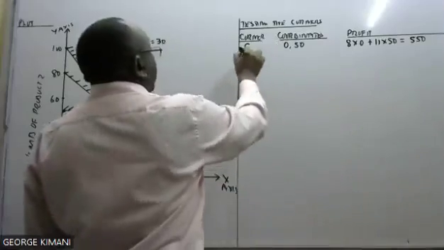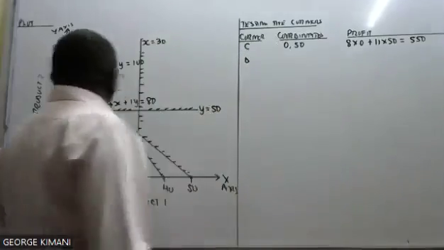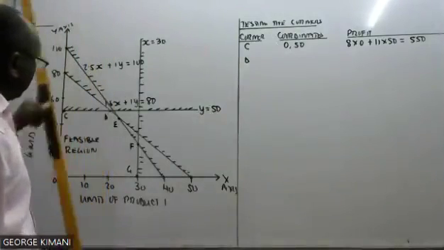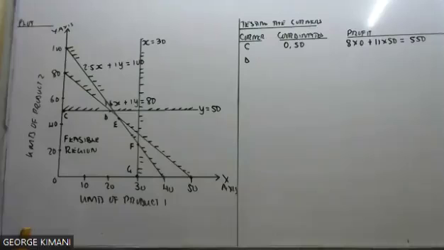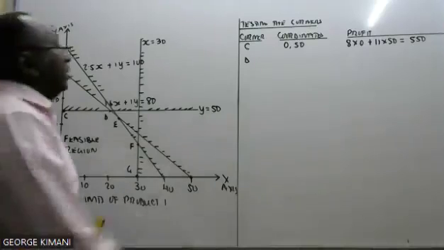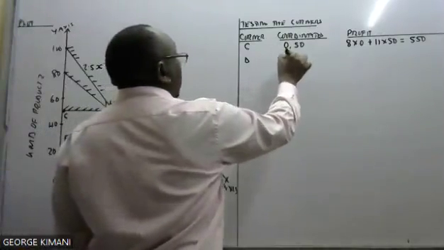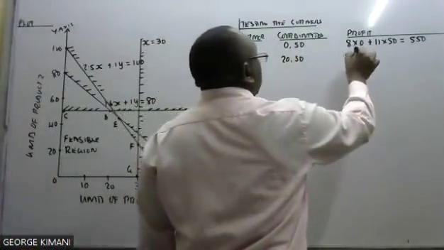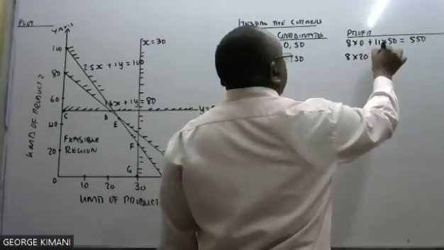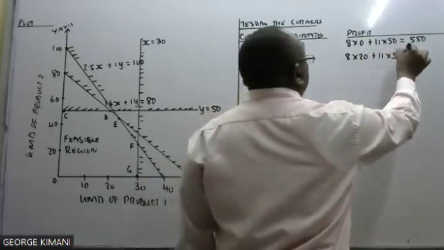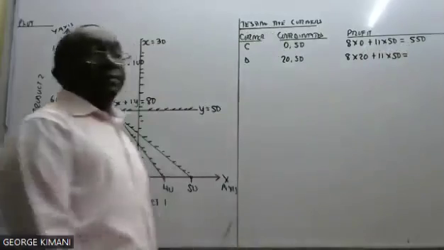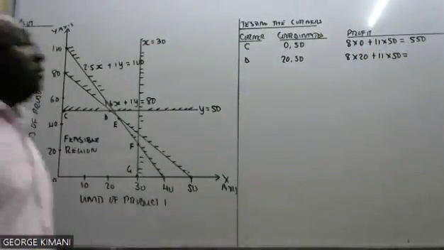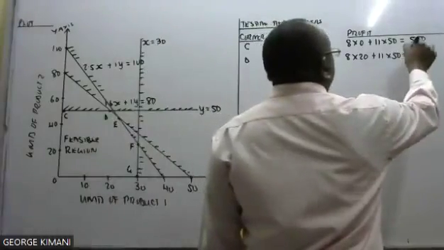Let's go to corner D. Corner D, the coordinate zake zinaonekana vizuri. 20 and 50. So it is going to be 8 times 20 plus 11 times 50. That is 710.